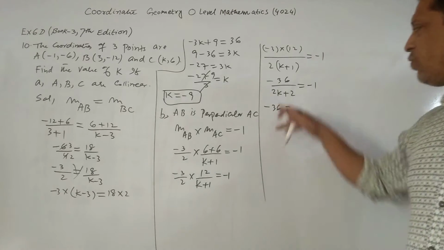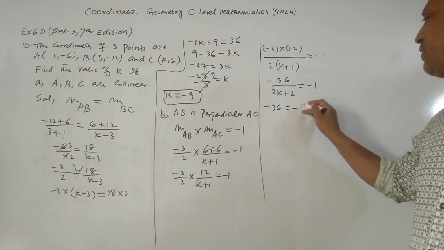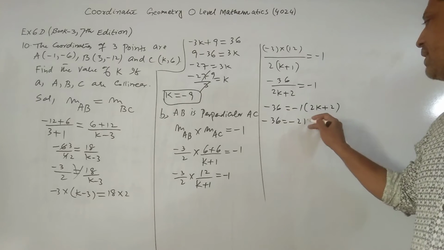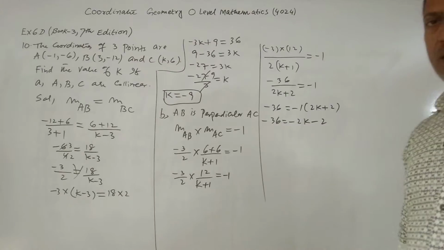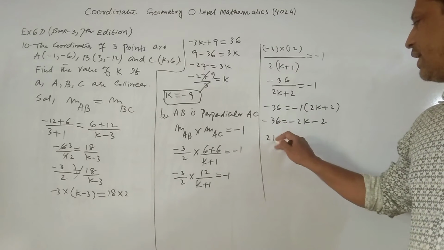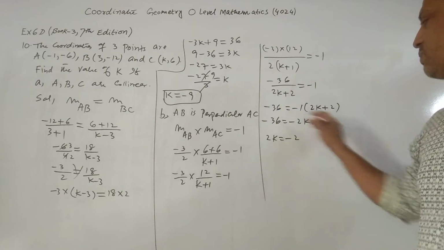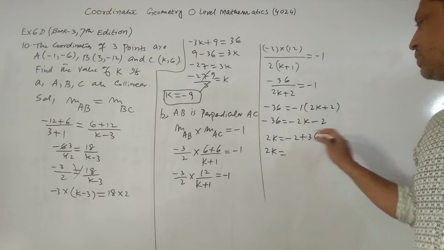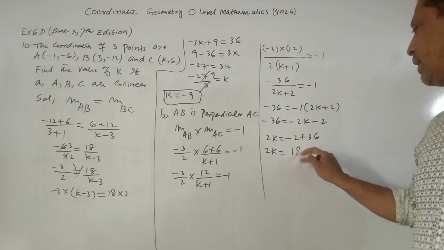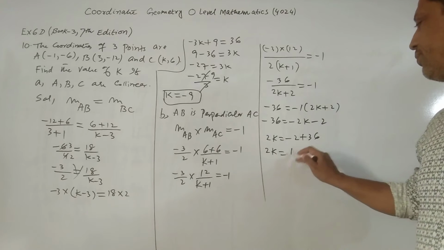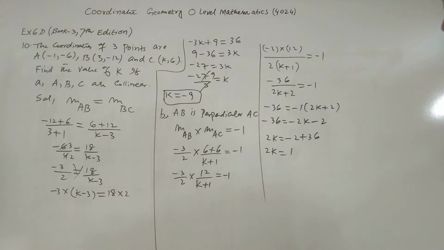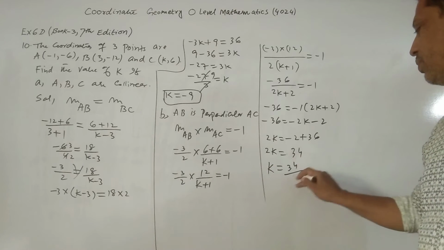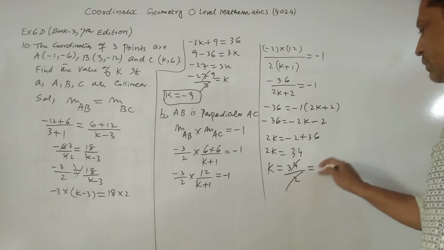-36. Move this 2k plus 2 to this side. It will multiply by -1. So -36 equals -2k minus 2. Now move this -2k to this side. It will become 2k. Move this -36 to this side. It will become plus 36. So 2k equals 36 minus 2, which is 34, sorry. k equals 34 upon 2. 34 upon 2 is what? 17.